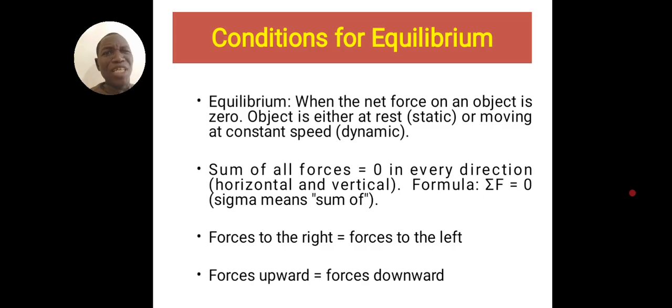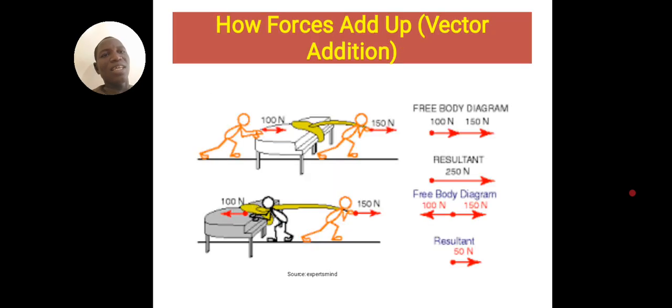So the major condition for forces to be at equilibrium is that the sum of the forces must be equal to 0. That is, the force to the right is equal to the force to the left. The force upward is equal to the force downward. I think this is clear.